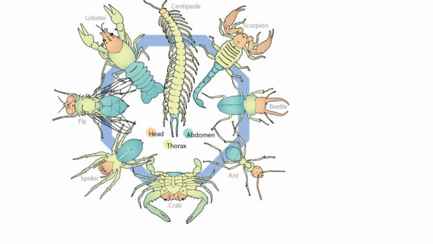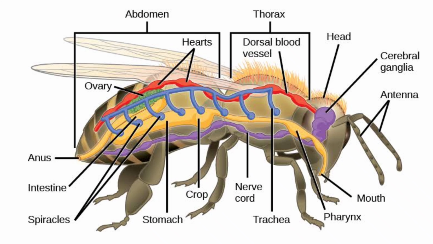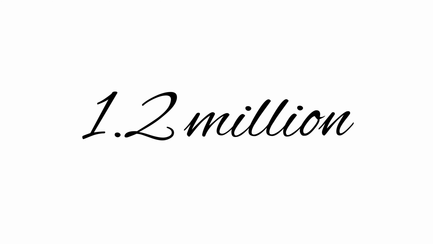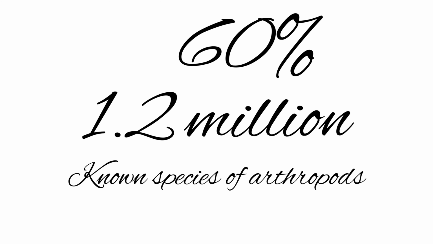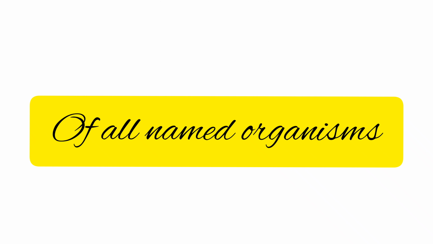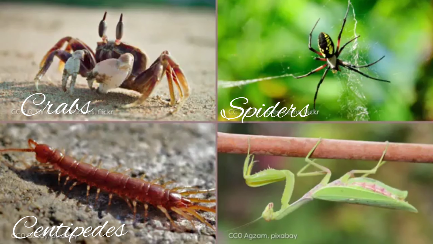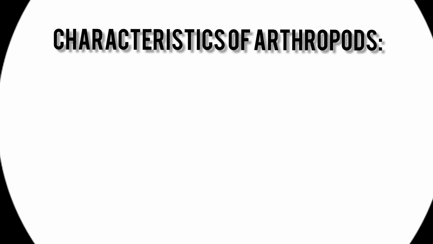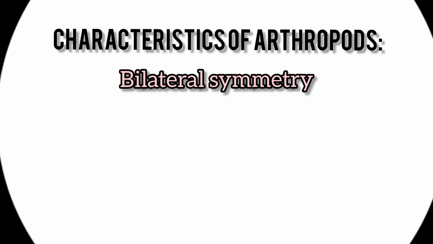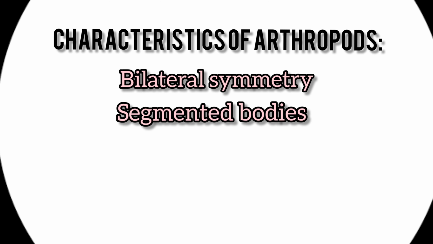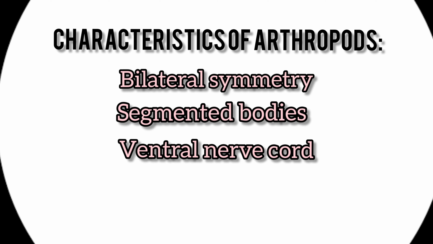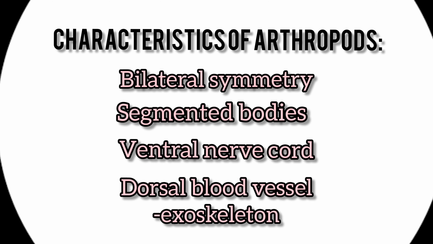Arthropods are among the most numerous organisms on the planet and have by far the most recognized species. To date, there are approximately 1.2 million known species of arthropods, and they make up more than 60% of all named organisms. Arthropods include animals such as crabs, lobsters, spiders, scorpions, millipedes, centipedes, and of course, insects. In addition to jointed appendages, all arthropods share a common body plan. This means that they all have bilateral symmetry, segmented bodies, ventral nerve cords, dorsal blood vessels, and exoskeletons.